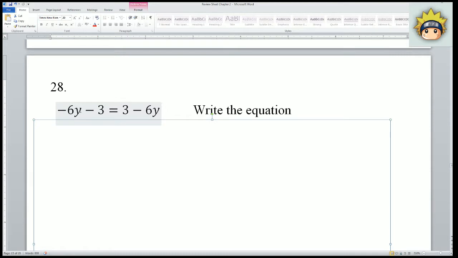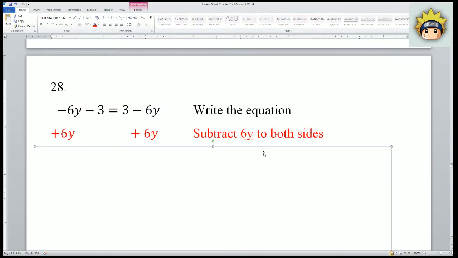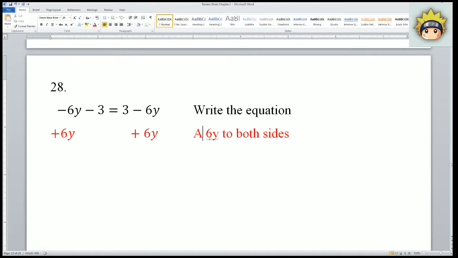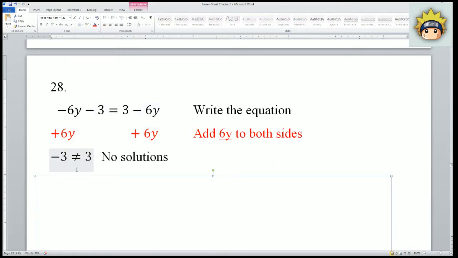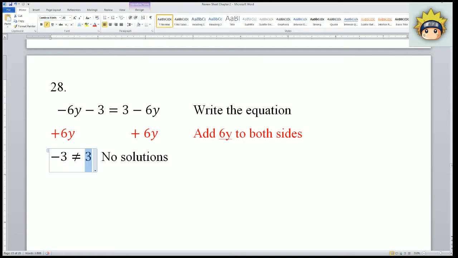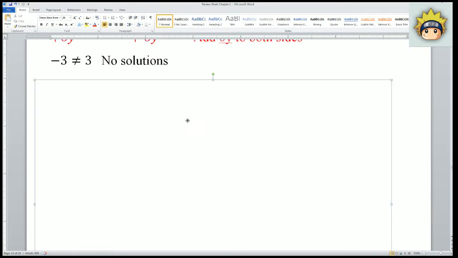28: negative 6y minus 3 equals 3 minus 6y. Writing the equation should always be my first step. After that, I notice that my smallest value here is negative 6y, so I'm going to add 6y to both sides. It should be add, not subtract. Add 6y to both sides. I should notice that the variable disappears. Negative 3 does not equal 3, so I put no solution. Alright.